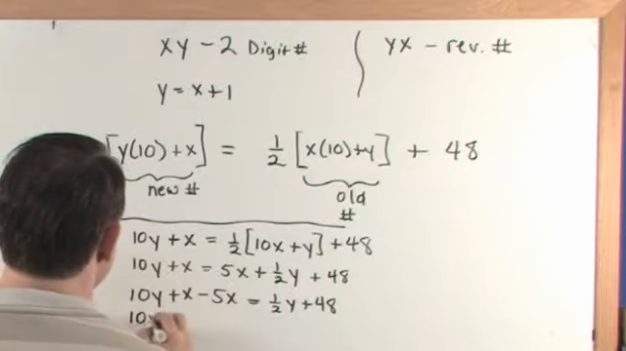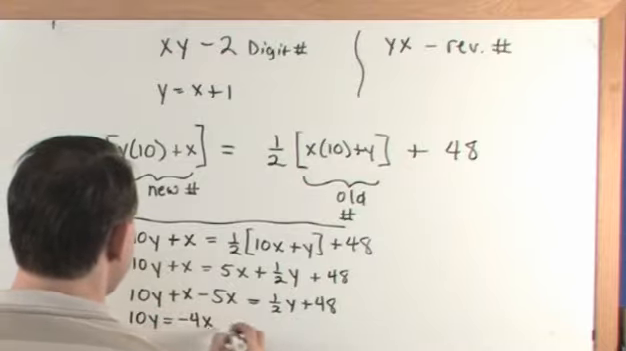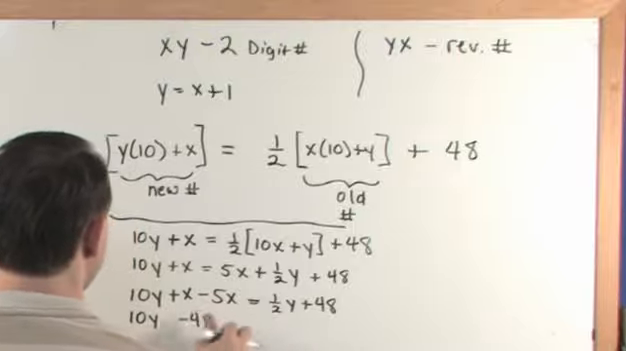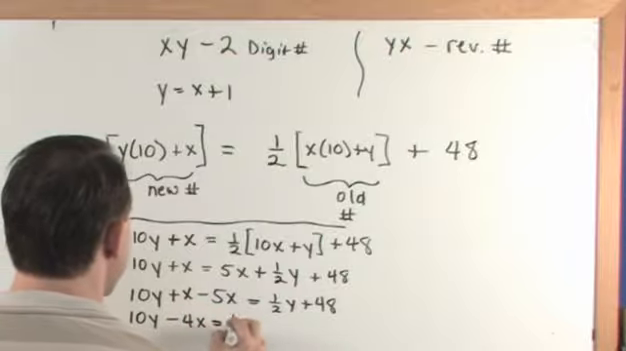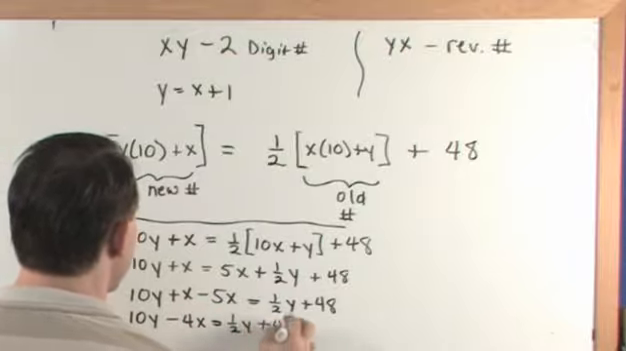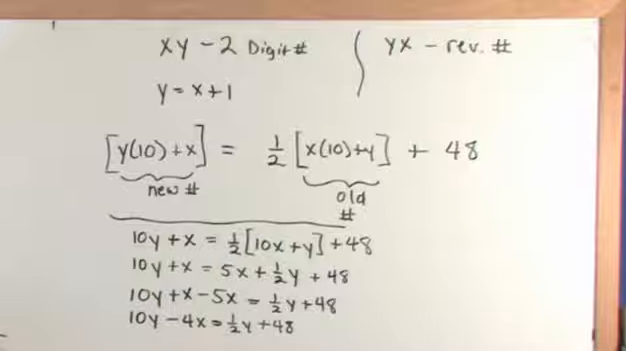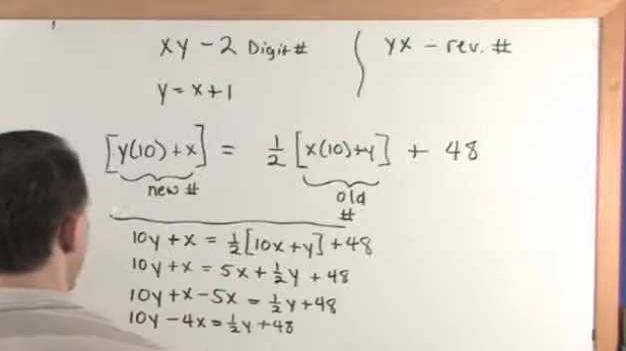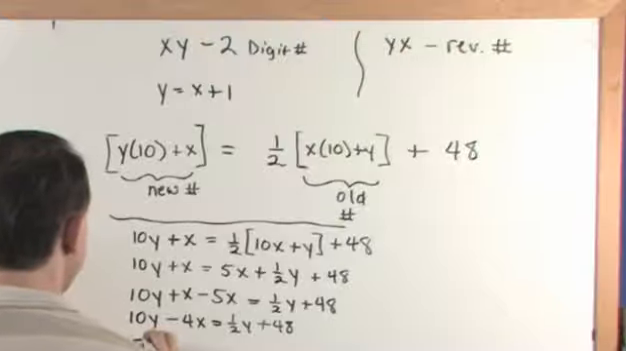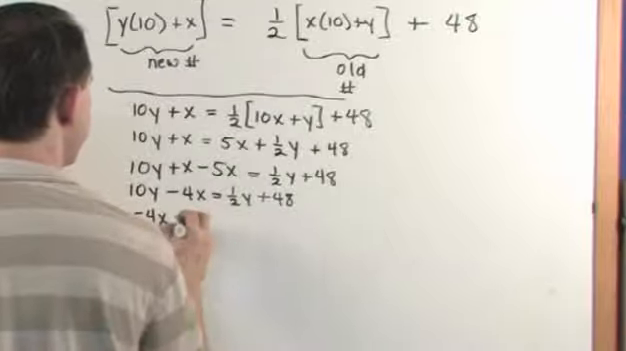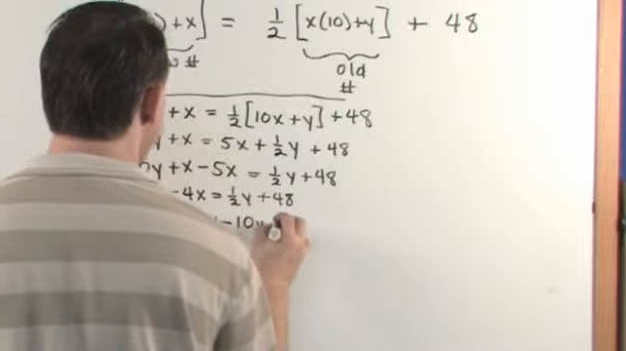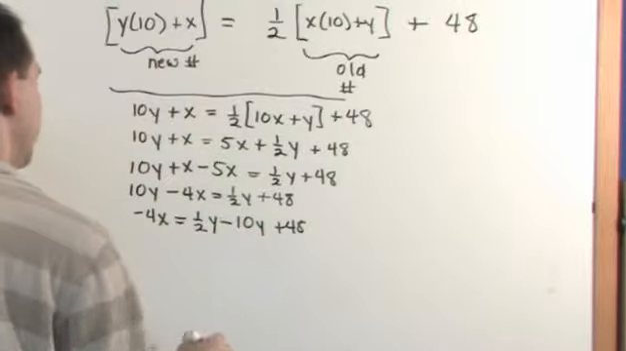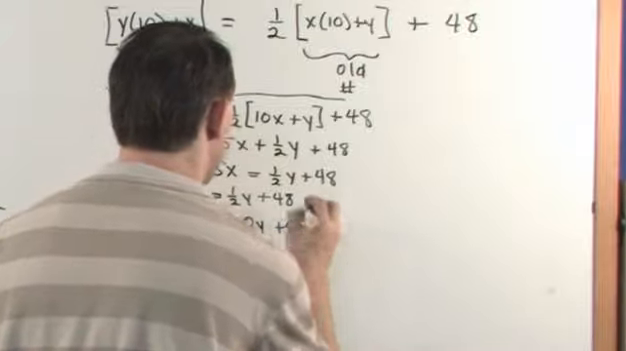So 10y minus 4x is equal to 1/2 y plus 48. And then what I'm going to do over here is move the y over here. So I'm going to have negative the 10y over here. Negative 4x is equal to 1/2 y minus 10y plus 48.